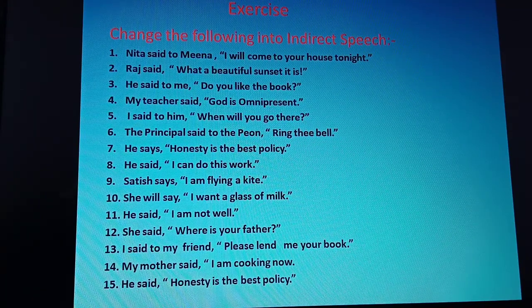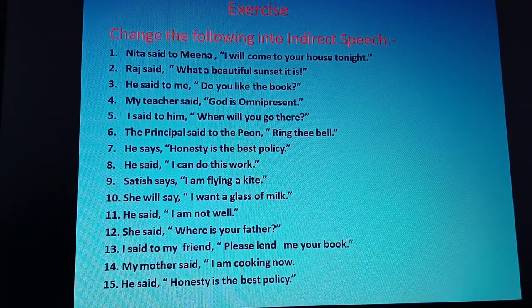Now the exercise homework for you. There are 15 questions, and see to it that you have all these answers in your notebook, and in your grammar notebook you have to write down everything, even examples and rules. Rules, examples, and these question answers, okay? Change the following into indirect speech. There are 15 questions. I have tried to give you all kinds of sentences: assertive, interrogative, imperative and exclamatory sentences, so refer to your rules and then do it properly. I am not going to read it out, it is too long, otherwise the video is going to be too long.